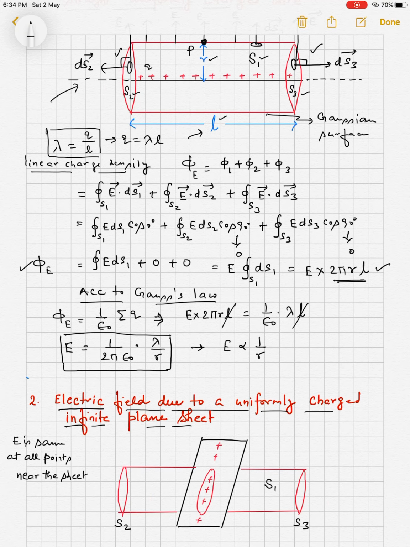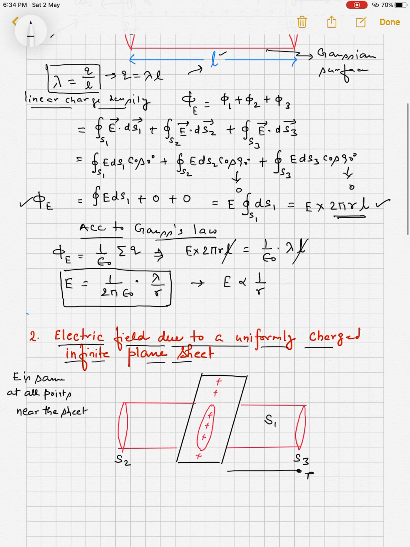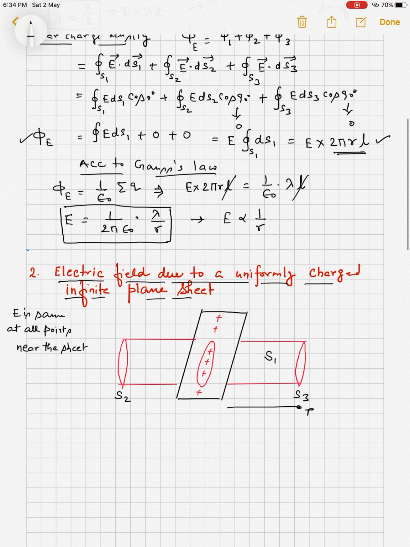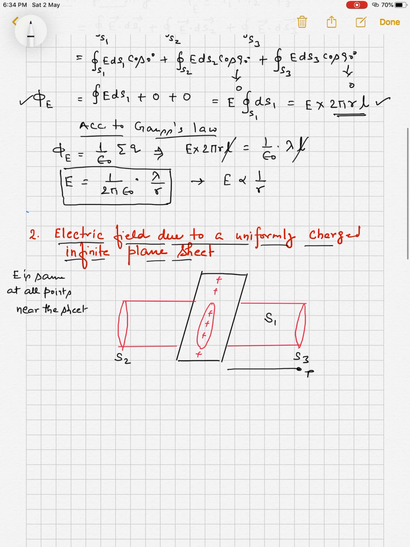Again we have to find electric field in this case at a point P. Suppose we have to find electric field at this point P. So we draw a Gaussian surface, that is a hypothetical surface, Gaussian surface.